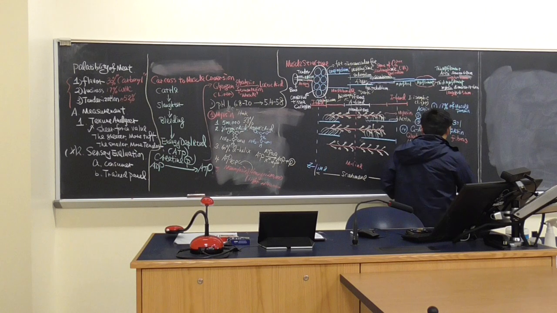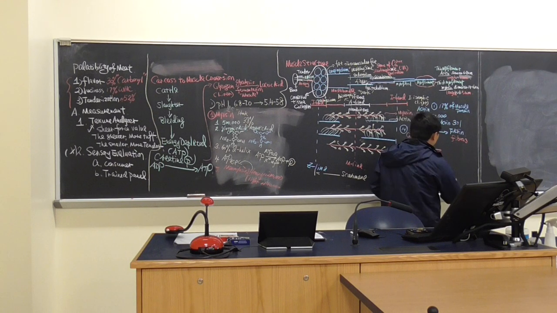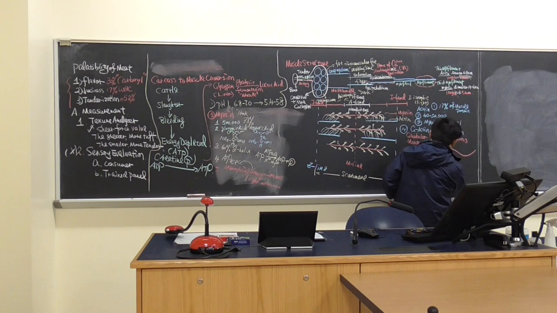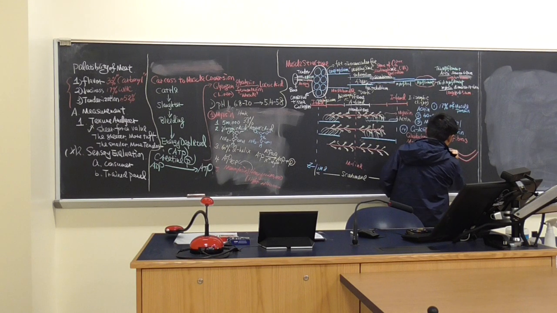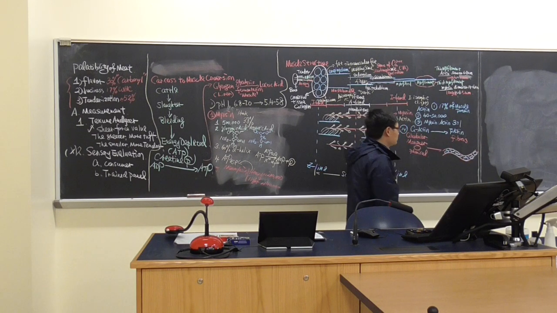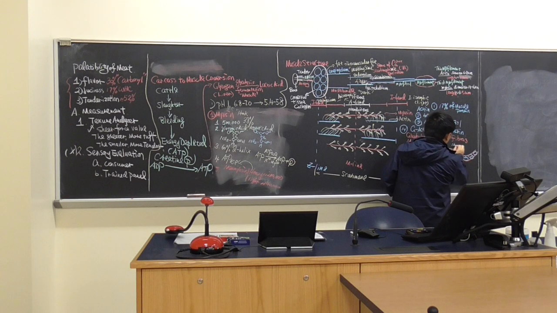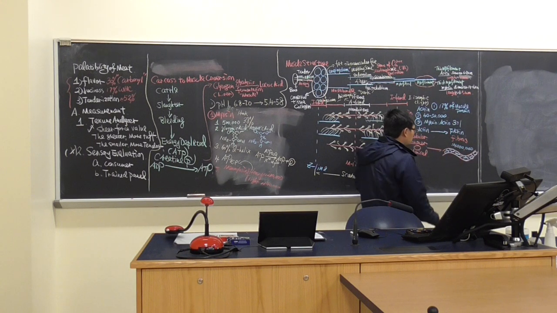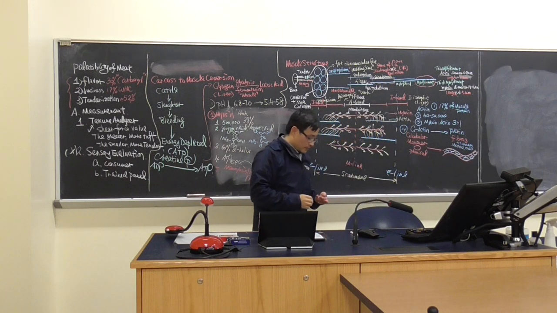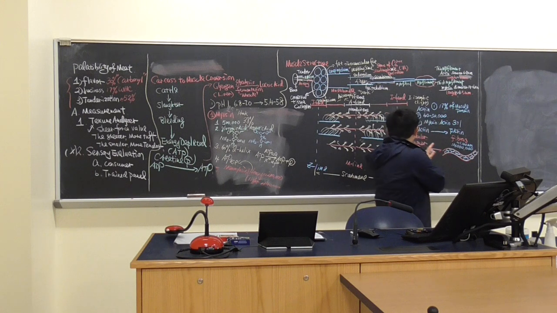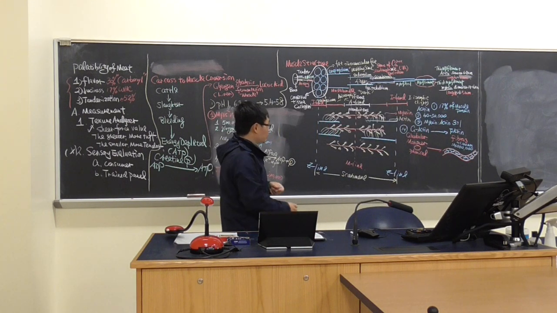How about F actin? F actin is very long. Usually it looks like this, a little bit helical. That's F actin. Very large. How large is it? 40 million molecular weight. Around 10,100 nanometers. Very, very long. That's F actin.